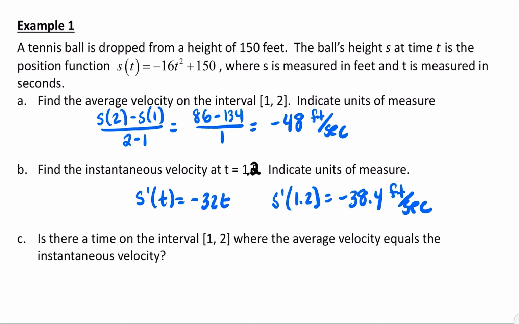And then is there a time in the interval from 1 to 2 where the average velocity, negative 48, equals the instantaneous velocity, negative 32t? So I solve that, and I get t to be 1.5 seconds.